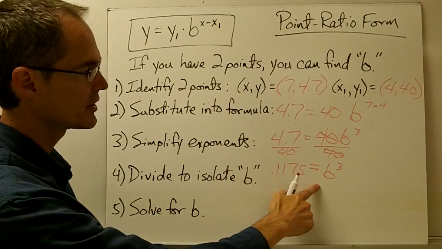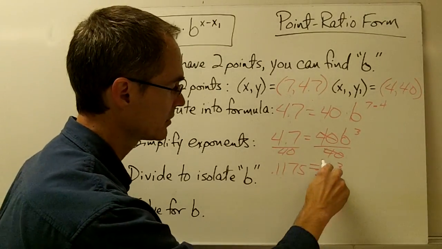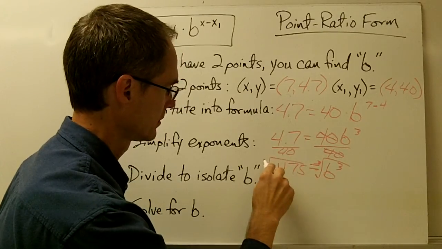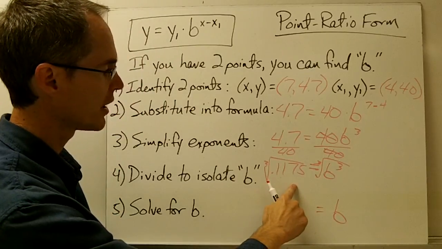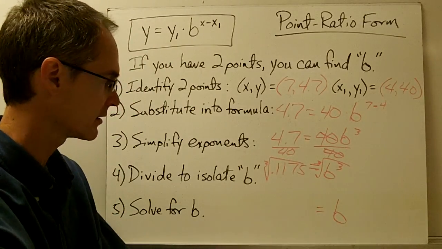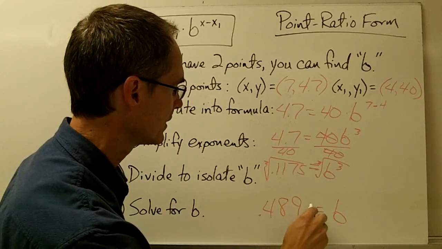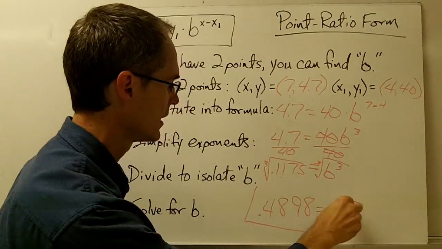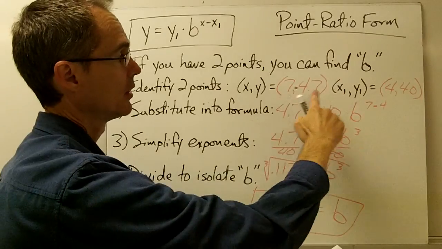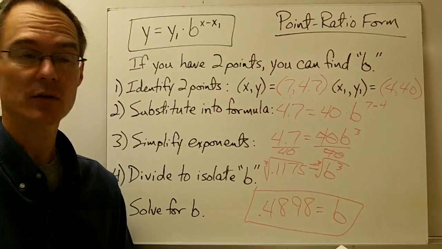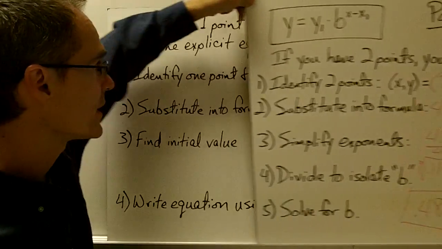All right, so now I have 0.1175 equals b cubed. Well, now I just need to solve this for b, and I do that by taking the cube root of both sides of my equation. So the cube root of b cubed is just b, and the cube root of 0.1175, if I punch that into my calculator, I get approximately 0.4898. So now I know what my common ratio is for the exponential equation that has those 2 points in it. Now let's use this to go ahead and find the rest of the equation.